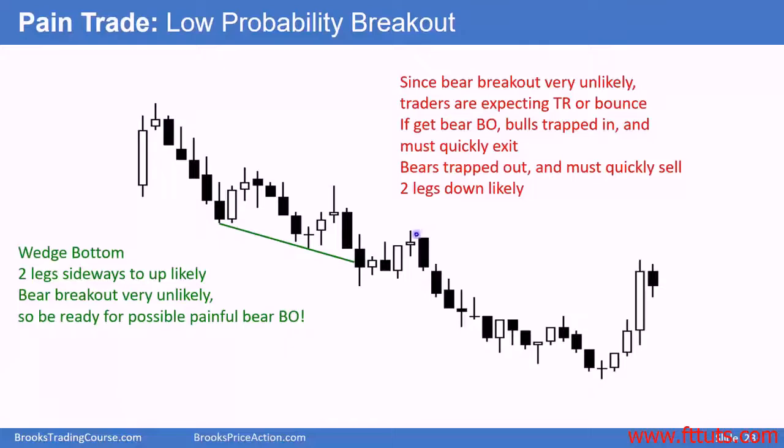But instead we get this. A bear bar closing on its low. Second, third bear bar closing on its low. A gap between this high and that low. We're getting a bear breakout below a wedge bottom. That should not be happening, a low probability event. So it's a pain trade, and it probably will last more bars than what traders believe will happen.